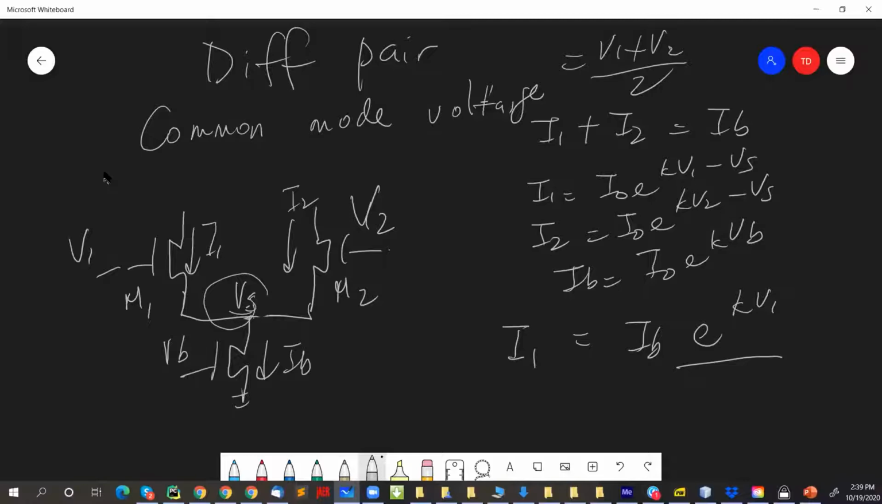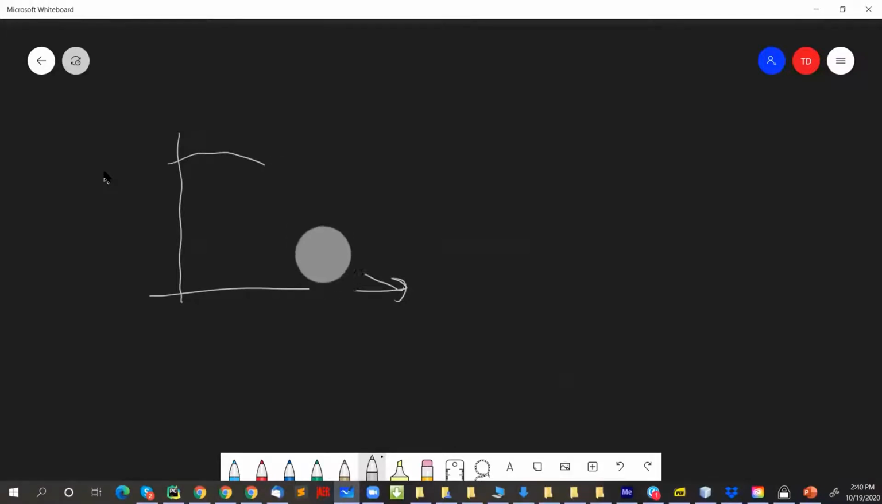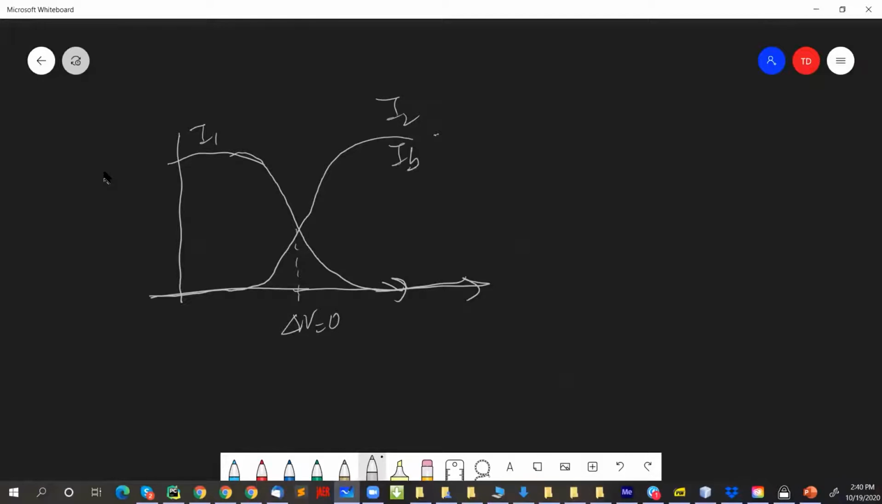Okay, so now the current through I1 is IB e^(kappa V1) over the sum, and I2 is IB e^(kappa V2) over the sum. Remember you could plot the picture, and then you get these curves. This is not looking like the exponential it should. One of them will be I1, another I2, and then you have delta V equal to 0 here. And this is IB, the most current you're ever going to get out of the diff pair.